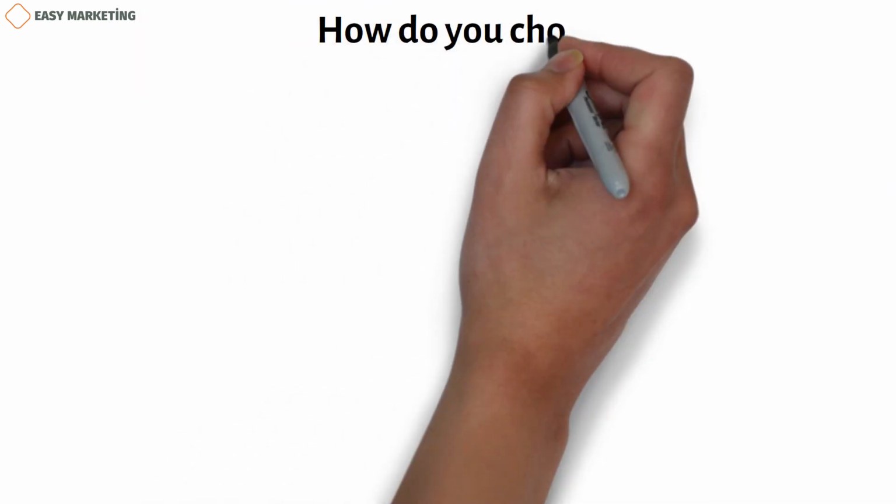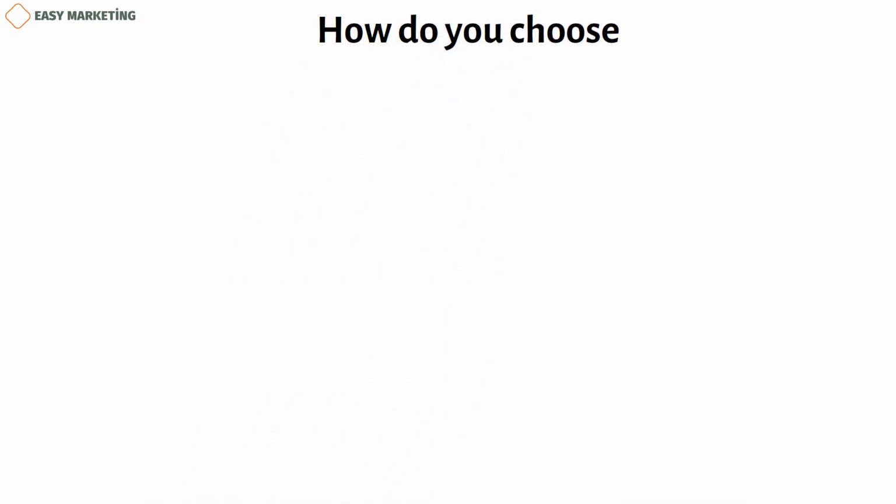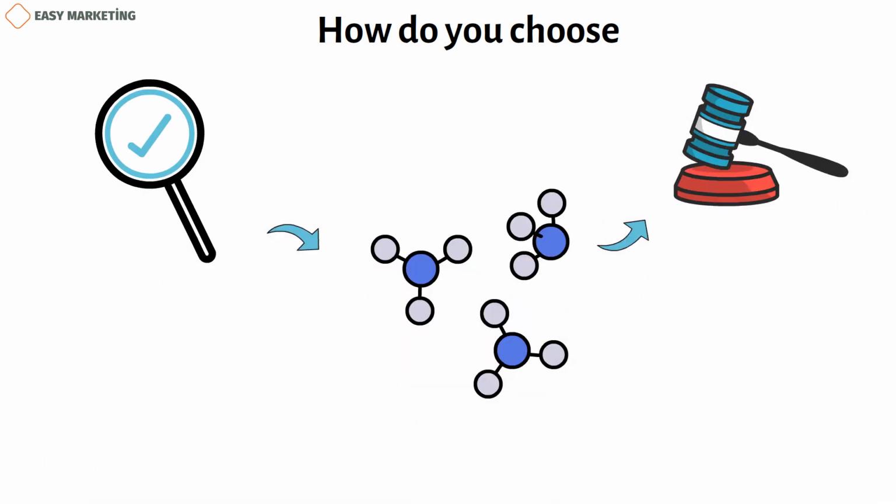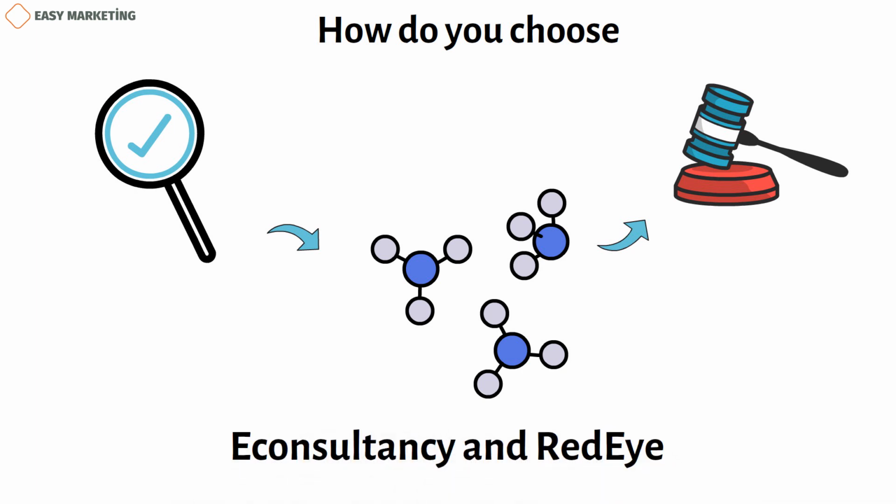How do you choose which parts to test when there are so many? If you want to get the most out of your testing, it's best to have a structured way to decide what to test. In a recent survey by eConsultancy and Redeye, those who used a structured approach to conversion saw their sales go up by 74%.